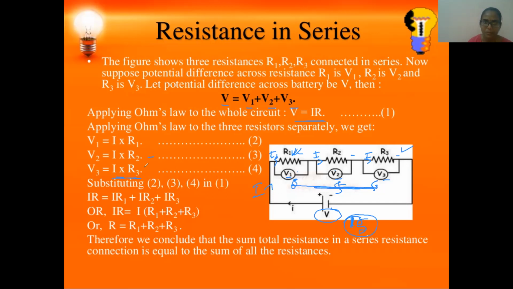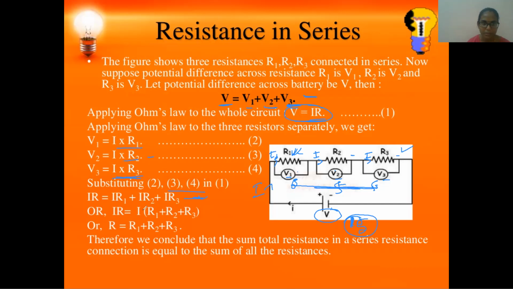Now, substituting 2, 3, 4 in 1. This is equation 1. What do you get? In place of V on the left-hand side, we write IR. In place of V1, we write IR1. In place of V2, we write IR2. In place of V3, we write IR3. Like this, you get the equation by substituting all of these in equation 1.